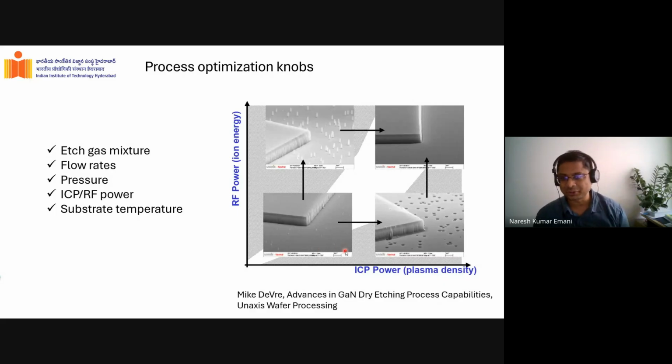The technology is so beautiful. Anyway, suppose you don't do that and you have low power and then more of ICP, then you end up getting some pits like this, right? So there's always this balance. This is just with the RF power and the ICP power. You also have flow rates, the gas mixtures, right?